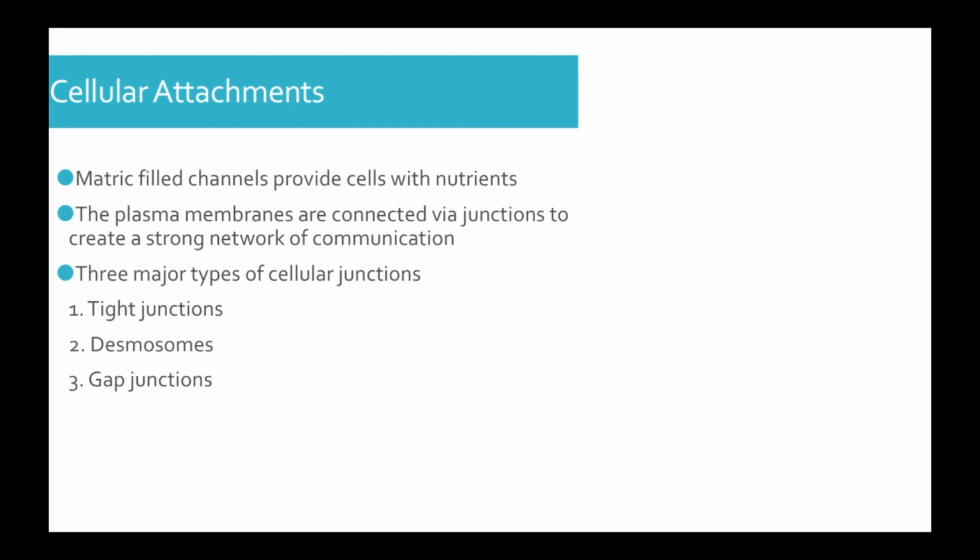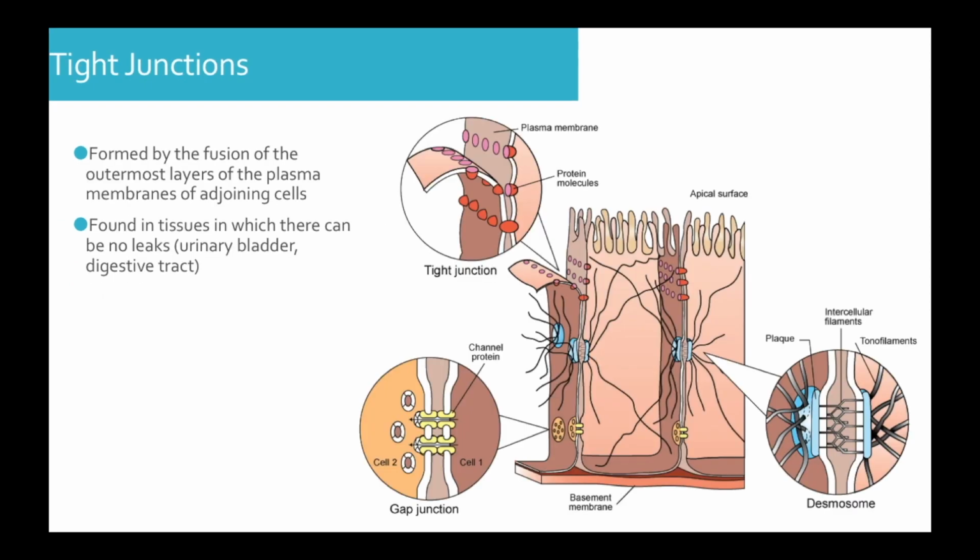The plasma membranes are connected via junctions to create a strong network of communication. There are three major types of cellular junctions: tight junctions, desmosomes, and gap junctions. Tight junctions are, as their name indicates, quite tight together. Not a lot escapes between the junctions between the two cells.